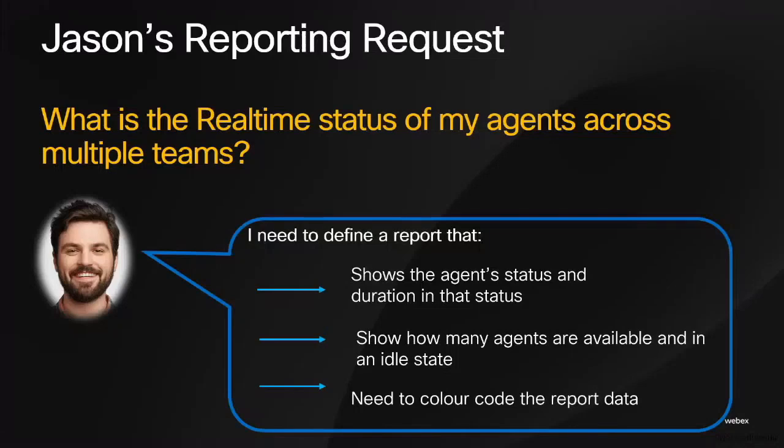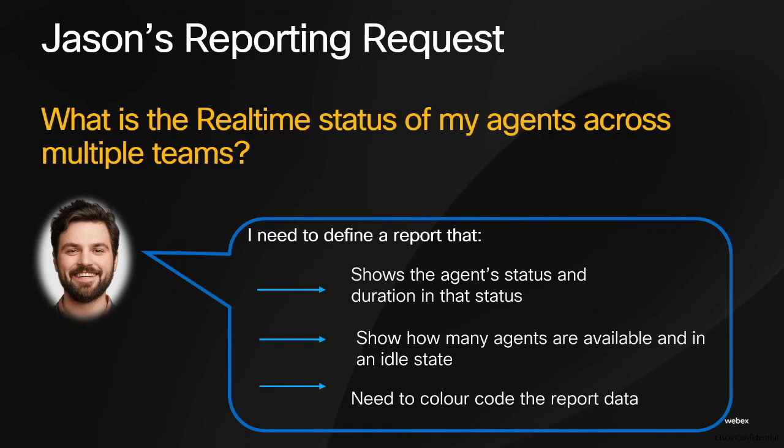Let's look at Jason's requirement. Jason is responsible for multiple teams within his company, and he wants a report that shows the real-time status of the agents that are available in the teams he is responsible for. He wants to be able to see the idle code if an agent is in an idle state and the duration of the current activity therein. He would also like to color code the report to make it visually easier to read.